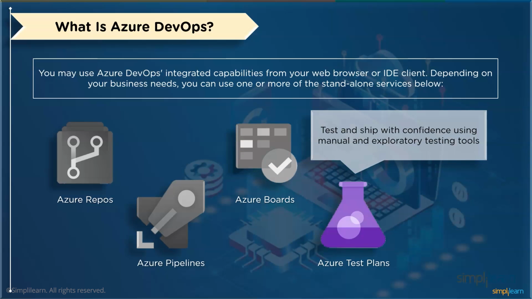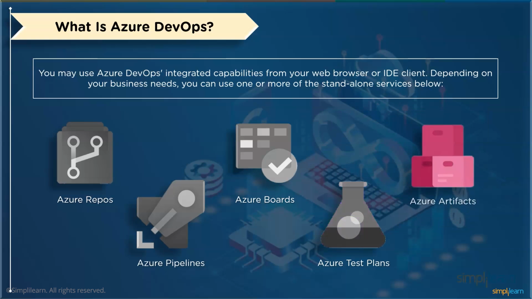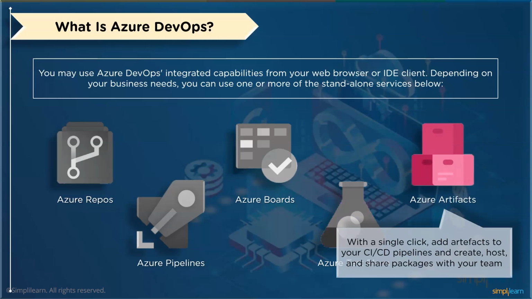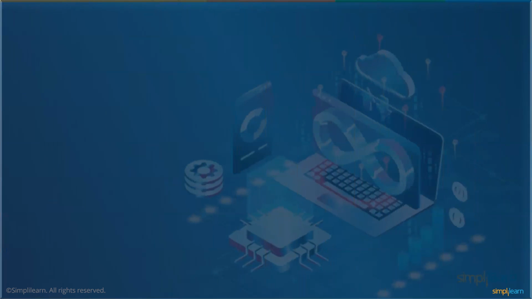Azure Test Plans. Manual and exploratory testing and continuous testing are among the options available in Azure Test Plans for testing your applications. And at last, Azure Artifacts. This allows teams to share packages from public and private sources, including Maven, NPM, NuGet, and more, and incorporate package sharing into their pipelines.